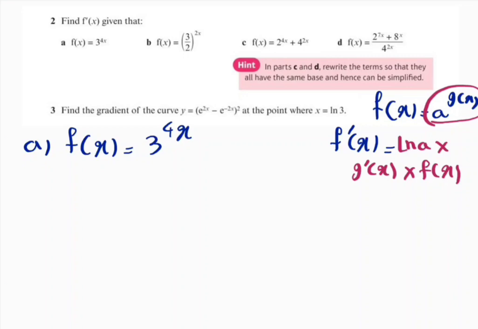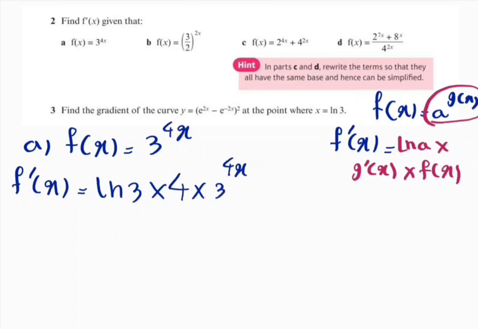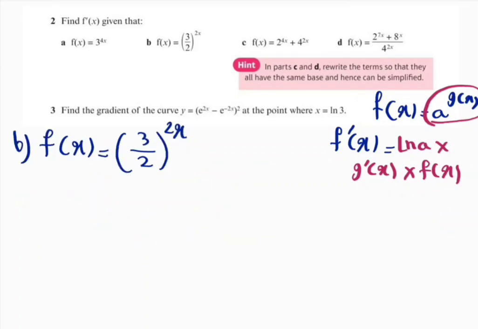Now, if you want to use this quick method, here we can simply write f dash x is equal to the natural log of 3 times the derivative of the power, which is 4, times f of x. And of course it can be simplified, which is 4 ln 3 times 3 to the 4x. And that's it.